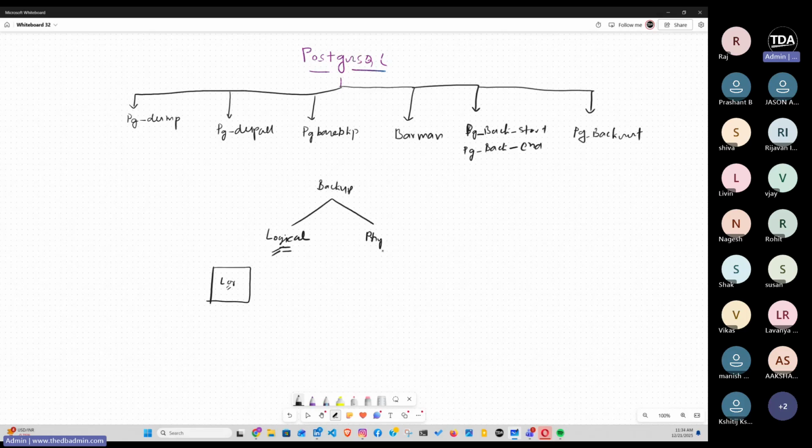The moment you take any backup related to a file, folder, or directory, where you are not bothered about what is inside the content, you are just taking the full backup, the full directory, or the logs, it is considered a physical backup. So pg_dump is a logical backup tool. pg_dumpall is again a logical backup tool. pg_basebackup is a physical backup tool. Barman is a physical backup tool, and pgBackRest is a physical backup tool.